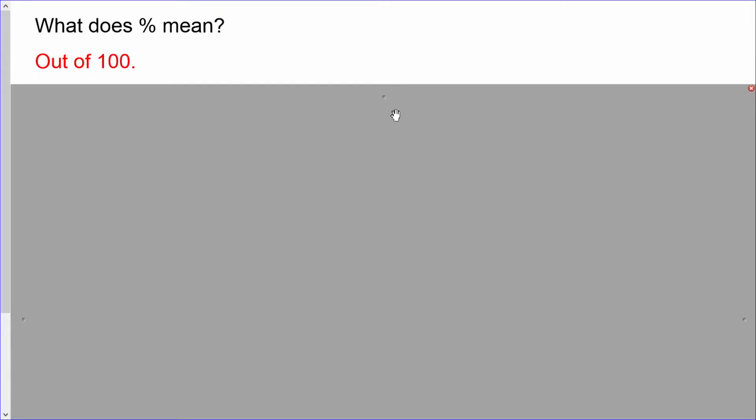So the first question I want you to think about, and I just want you to think about this in your heads, is what does percent mean? We've looked at percent a lot and we've used this phrase quite a lot. Percent means something. Can you remember what it is? So percent means out of 100.